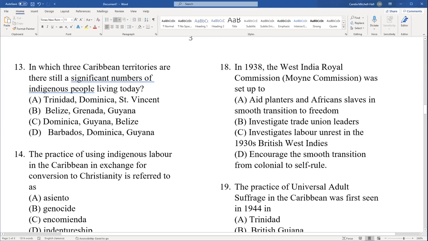So Guyana still has some groups there, and Belize, which two groups in Belize? The Garifuna is one. Yes. Is it the Kalinagos? Is it the Mayans or the Incas? The Mayans. The Mayans are very popular in Belize also. Their descendants are still there. So C is the answer.